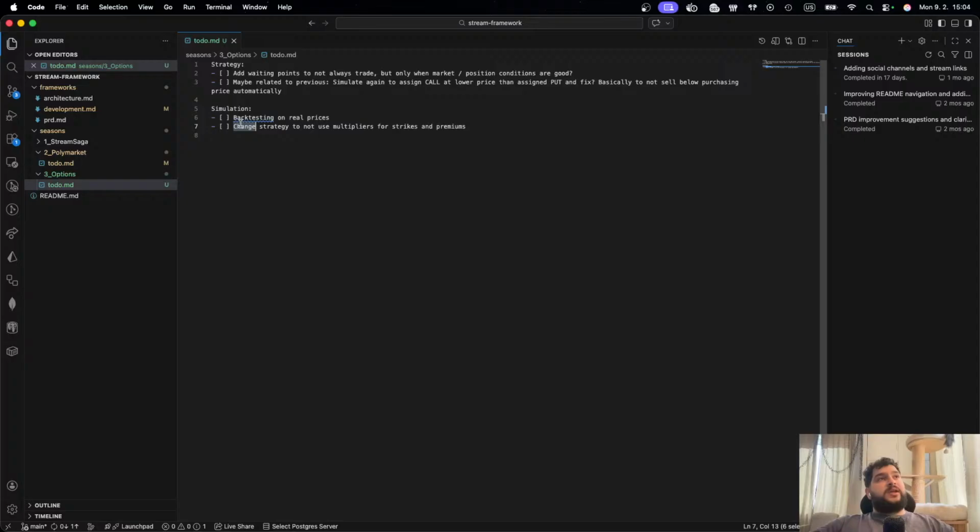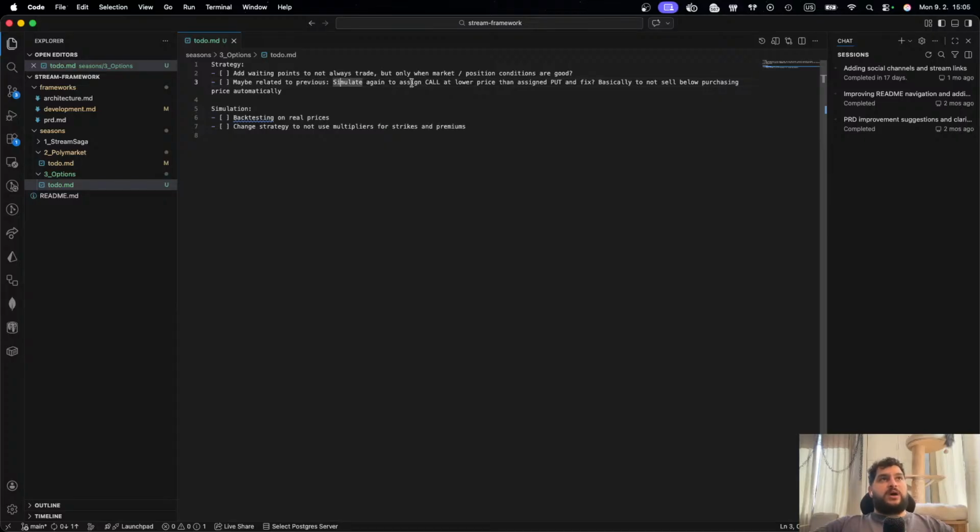We can use different approaches there, so that's why I just postponed it. And also about the strategy itself, there are two things. They are actually related, I think it's one thing. So: add waiting points to not always trade, but only when market position conditions are good. And the question mark here is, what is good? So we need to define this first, and we're gonna use AI for that. Maybe related to previous, yeah, that's why I mentioned that.